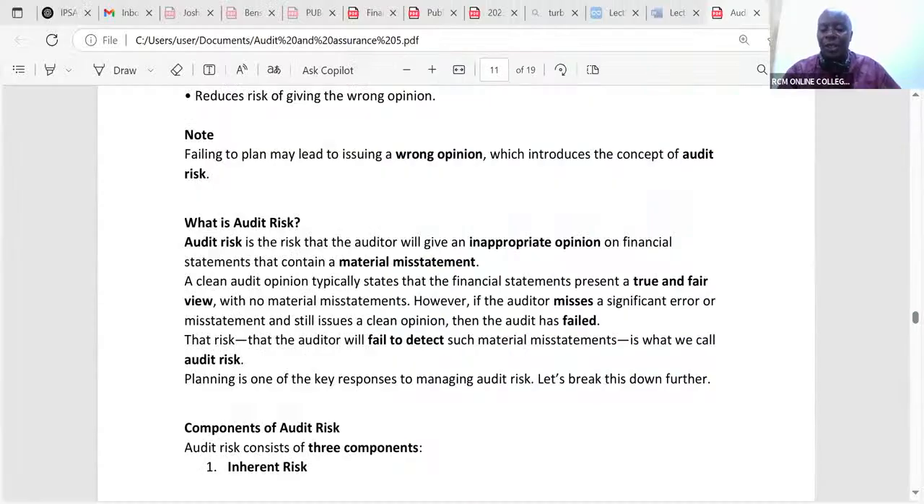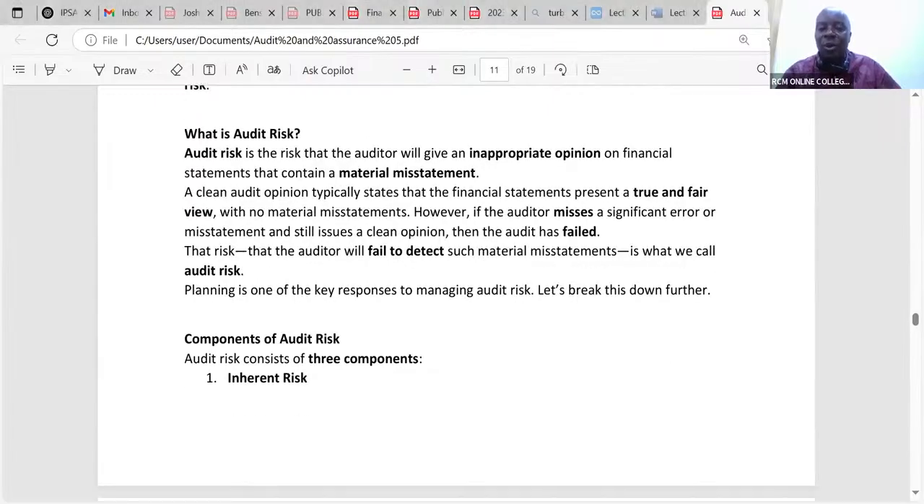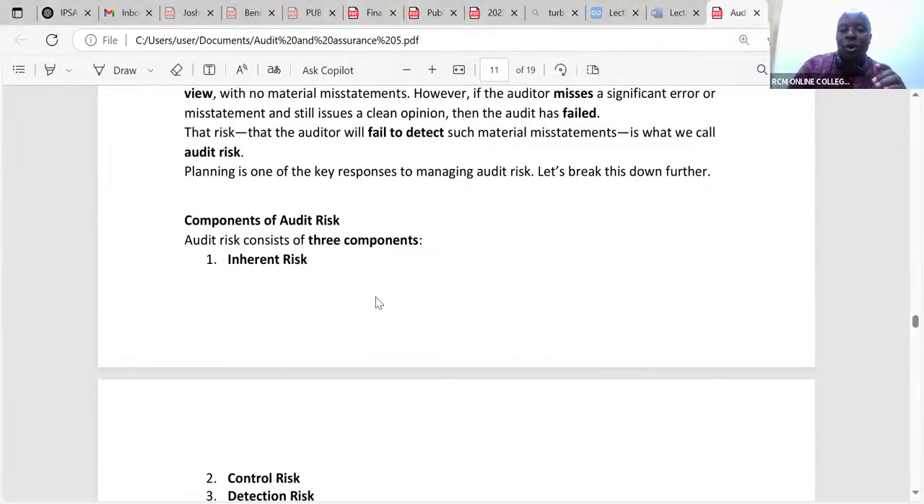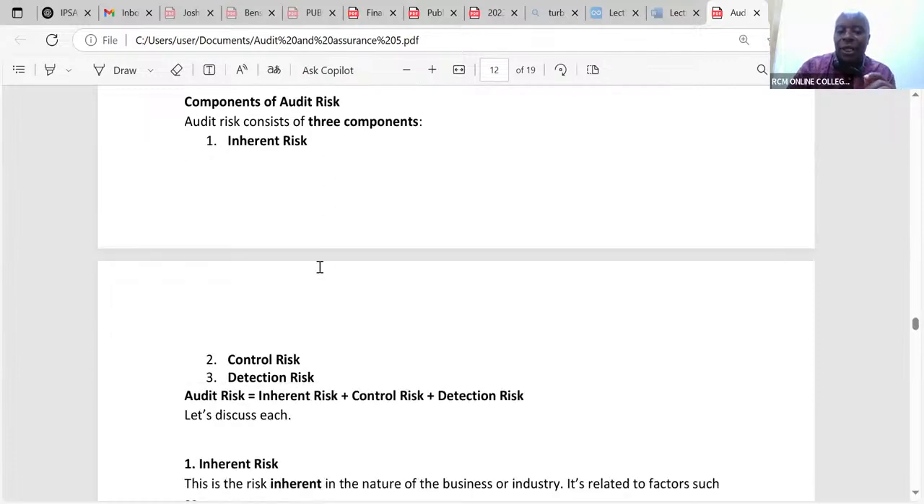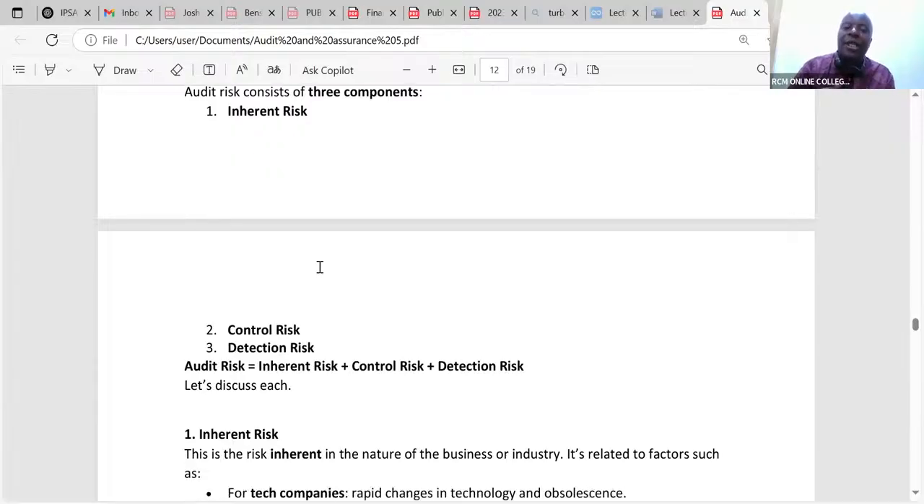Then let me continue. Now, ladies and gentlemen, we have three components of audit risk. Audit risk consists of three components. We have inherent risk, control risk, and then number three, detection risk. We are saying that audit risk equals inherent risk plus control risk plus detection risk. So anytime you hear of audit risk, remember it has three components that must be summed together. We have IR, CR, and DR.